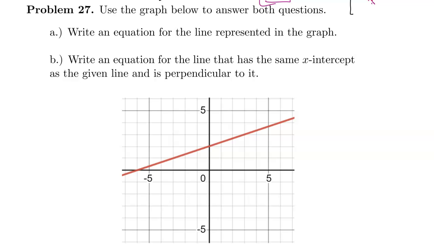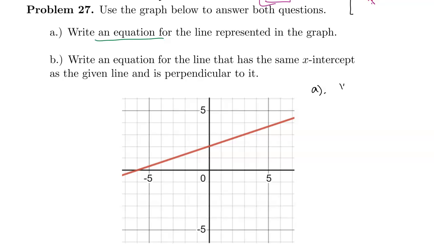In problem 27, we're asked to do two things. We want to write an equation for the line shown in the graph, and we also want to write an equation for the line that has the same x-intercept but is perpendicular to the given line. Well, let's start with part A.